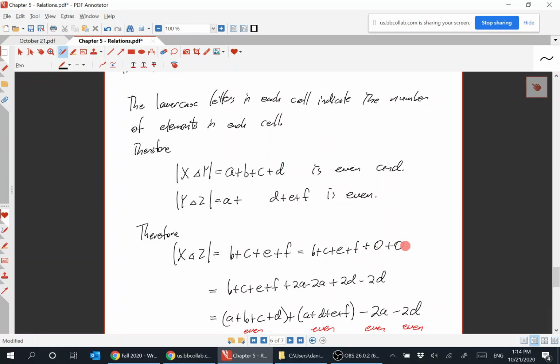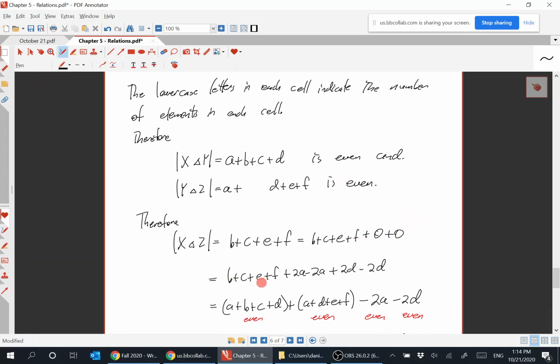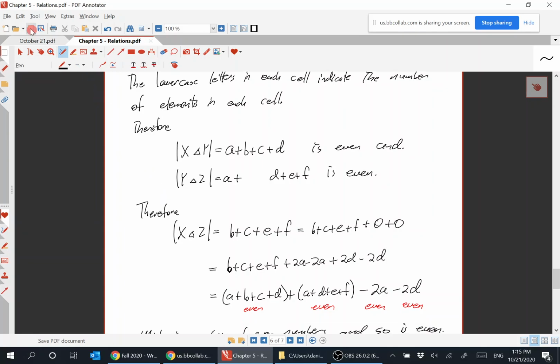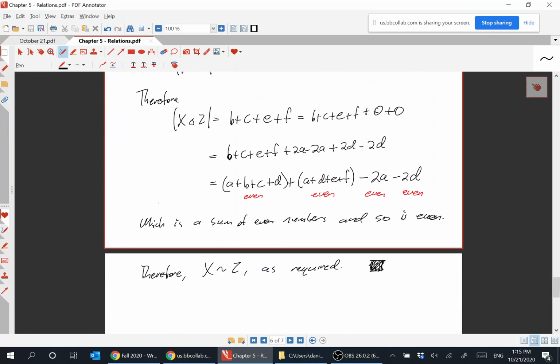plus 0 plus 0, which is B plus C plus E plus F plus 2A minus 2A, 2D minus 2D. So now I got A, B, C, D, A, D, E, F, minus 2A minus 2D. Those are all even. Sum of even numbers is even. So that is X symmetric difference Z being of even order. So X is related to Z.